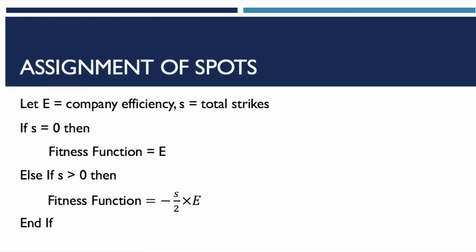This function will be based on the general statement: if the number of strikes equals 0, then the fitness function is equal to the efficiency of the company. However, if the number of strikes is greater than 0, the fitness function is equal to the negation of half the number of strikes times the efficiency.